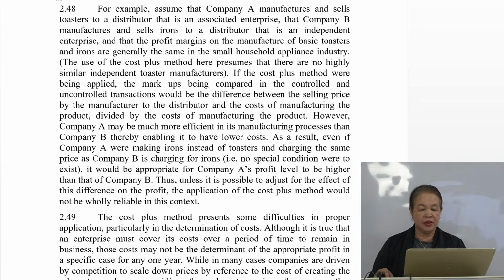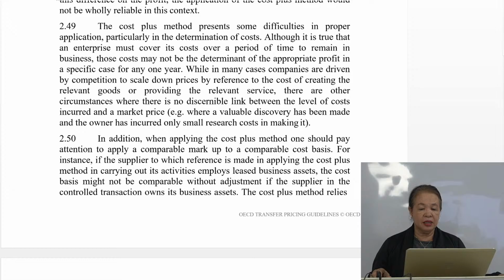process, no? Efficient. So A's profit level to be higher than that of company B. Thus, unless it is possible to adjust for the effect of this difference on the profit, the application of the cost plus method, particularly in the determination of cost.